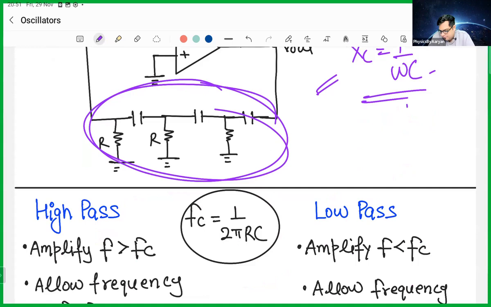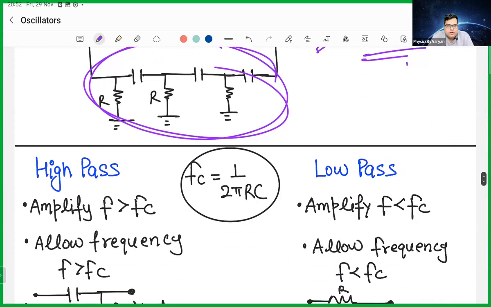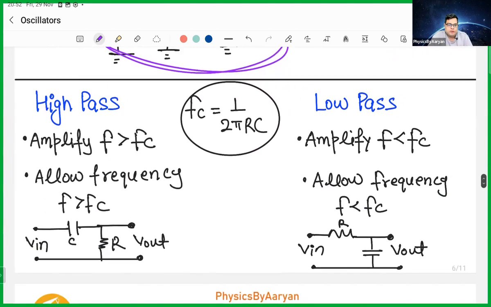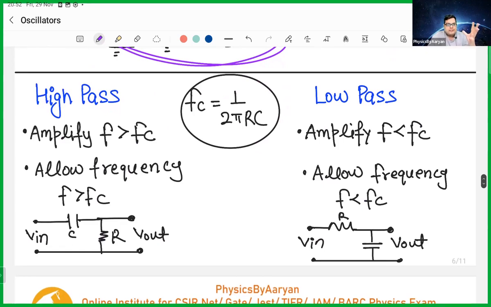There is a lecture which I have taken on low pass filters and high pass filters. You should definitely watch that lecture, but I will quickly recap it, in 1 or 2 minutes. The feedback which we have applied is a very special circuit. It is an RC circuit, and an RC circuit can be of 2 categories: high pass and low pass. High pass means it will allow high frequencies to pass, and low pass means it will allow low frequencies to pass. So you have a cutoff frequency, and what is the formula for the cutoff frequency?